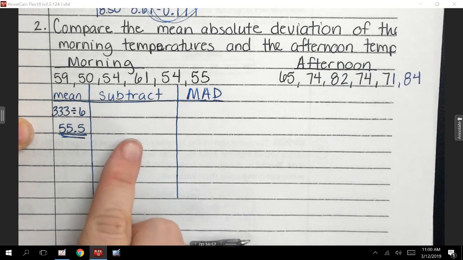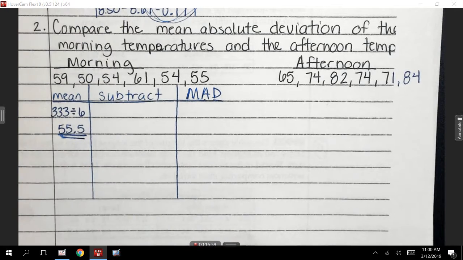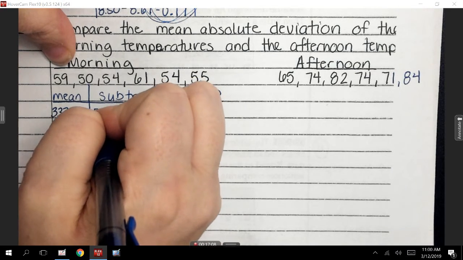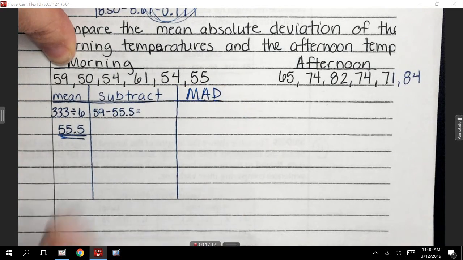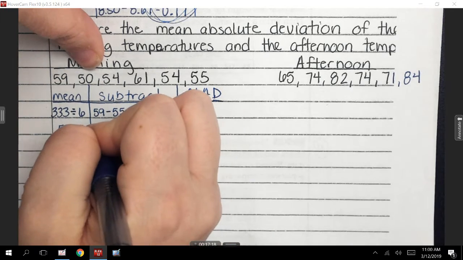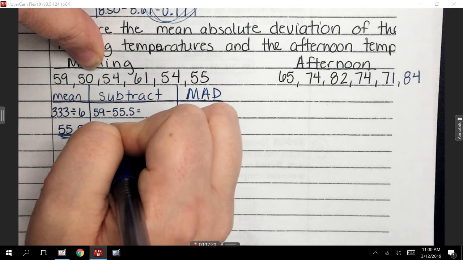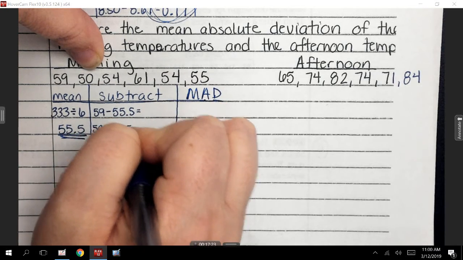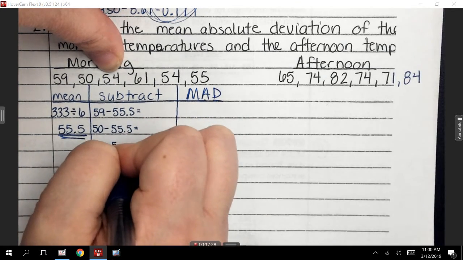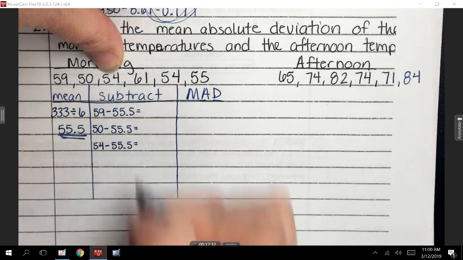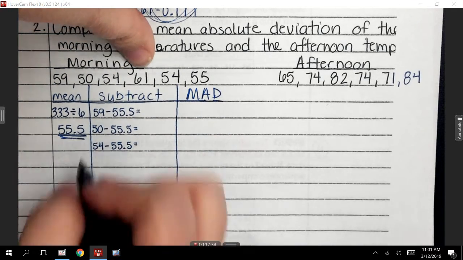All right, now we're ready to subtract, starting with my first number. Guys, it's a lot of work, isn't it? I'm going to give you a little hint on how to speed up your process. I'm going to write down 59 minus 55.5. Are there any questions on where I got that? I'm going to write down all of the math problems. After 59, now I'm going to do 50 minus 55.5. And then I'm going to write 54. I'm going to work them out at one time, but if I go ahead and write them down, that's going to speed me up a little bit.